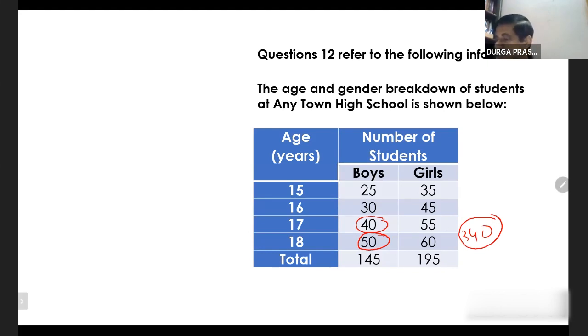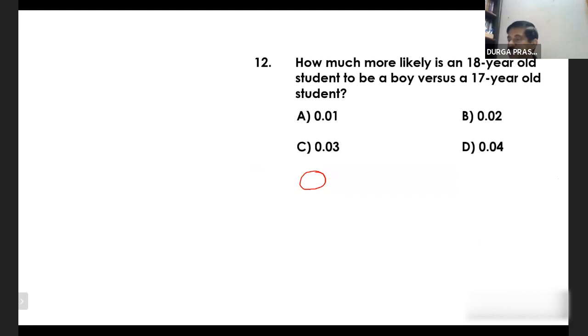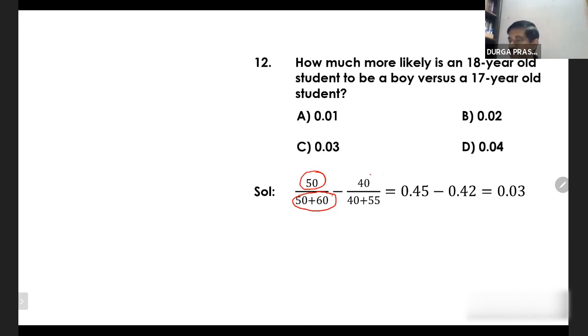Yeah, 18 years old boys, it is 60. Okay, so now let us go back to the things. So 50 boys plus total number is 60 minus 17 years old children. We have 40 by 40 plus 55. So total is 0.45 minus 0.42.